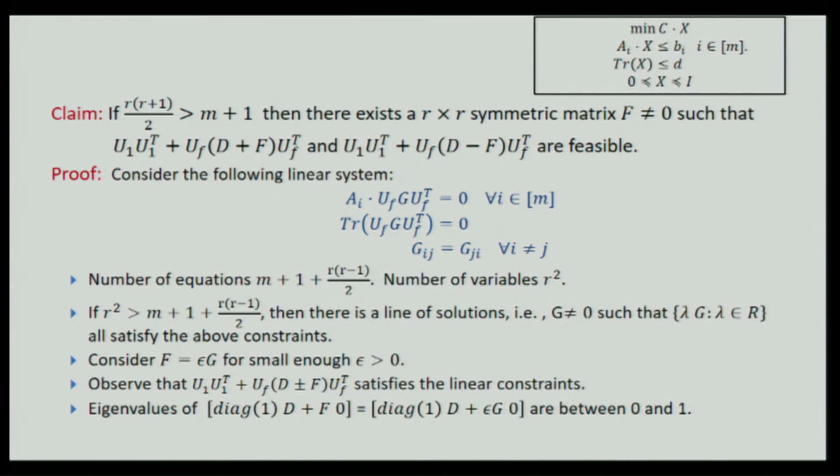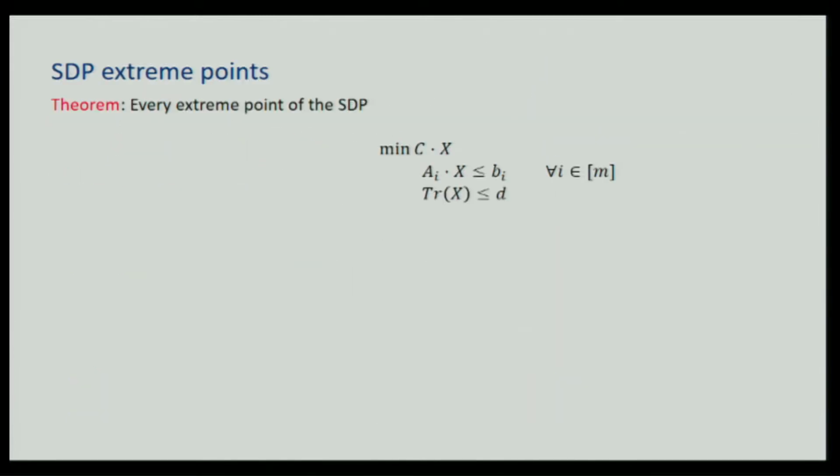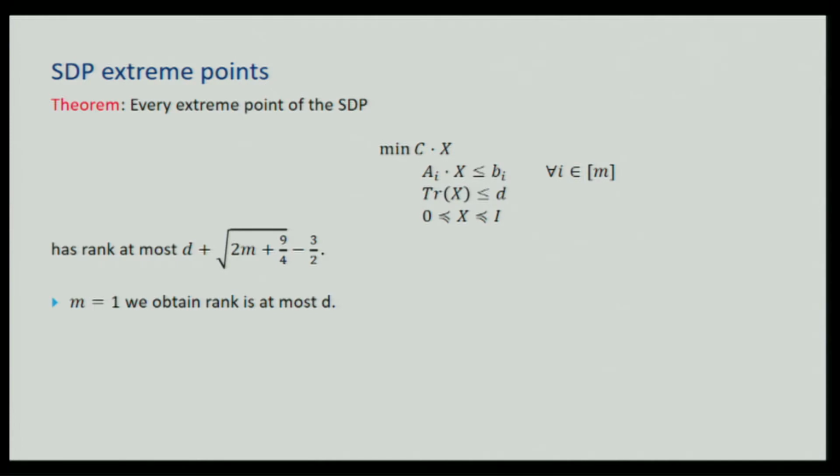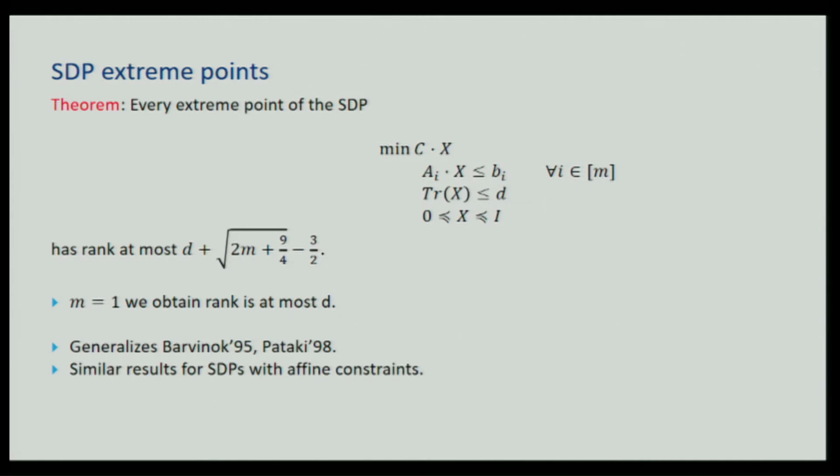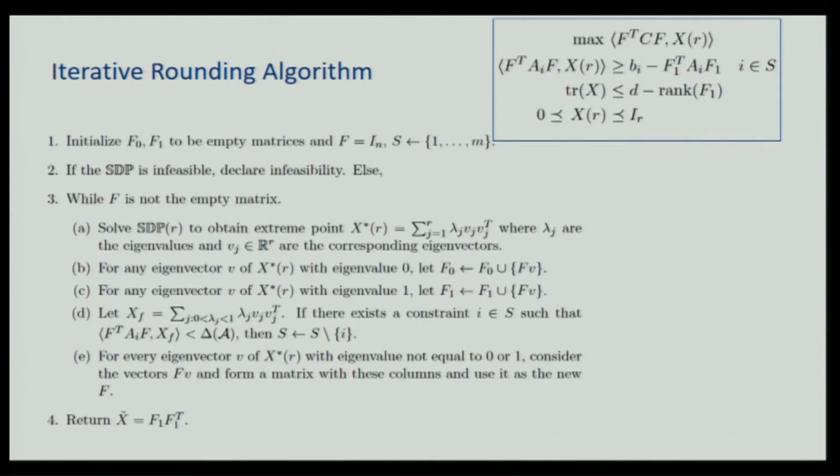And now what we can do is pick an epsilon small enough and make f to be epsilon times g. The reason I want to pick epsilon small enough is so that even when I perturb, the eigenvalue stays between 0 and 1. This had eigenvalues strictly between 0 and 1. There must be an epsilon I can add so that it stays between 0 and 1. Add or subtract doesn't matter because it's strictly between 0 and 1. That's the proof. And then if you go to these m, we get that it has rank at most d plus square root m. Actually, we proved the general theorem. And you can do this with affine constraints and so on.